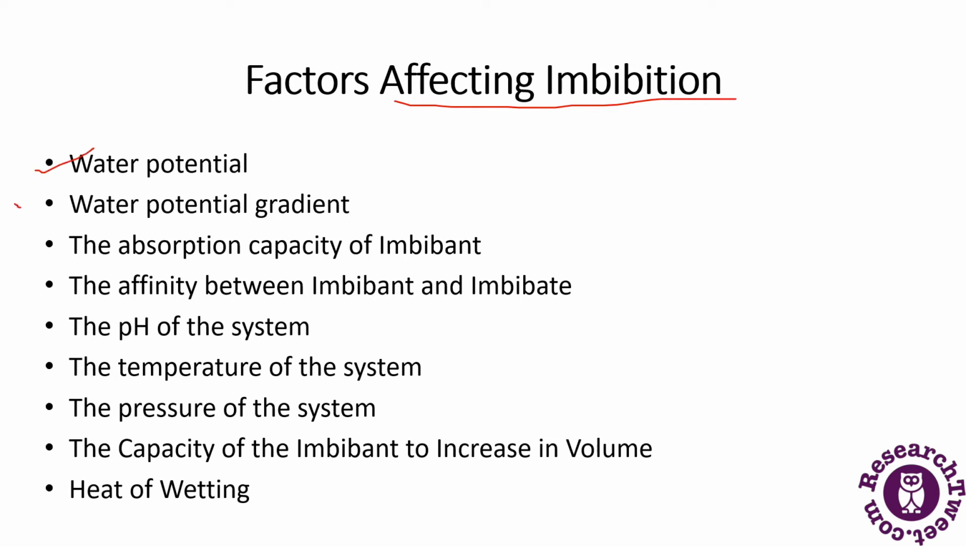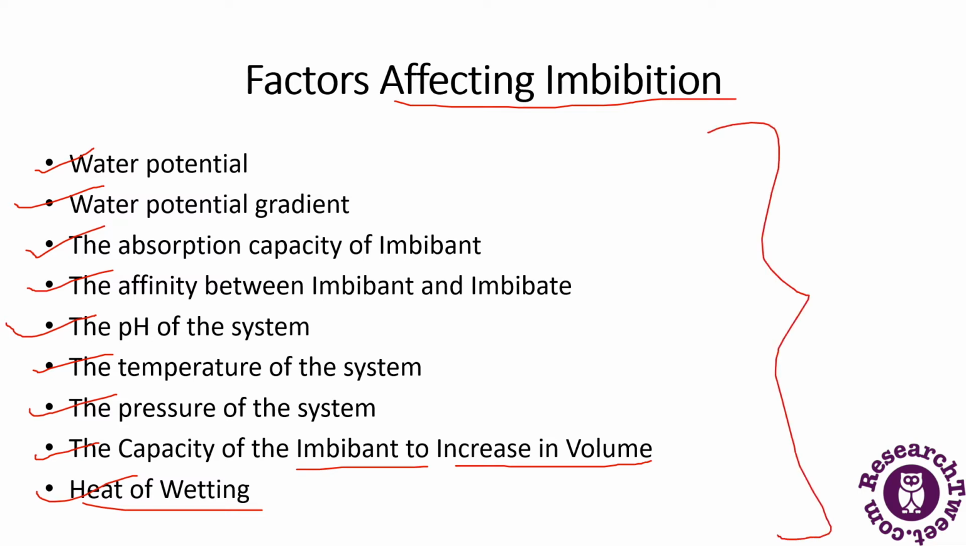Water potential gradient, absorption capacity of the imbibant, the affinity between imbibant and imbibate, the pH of the system, the temperature of the system, the pressure of the system, the capacity of the imbibant to increase in volume, and the heat of wetting. So all these factors we will be discussing in detail in these slides. First we will talk about the water potential.